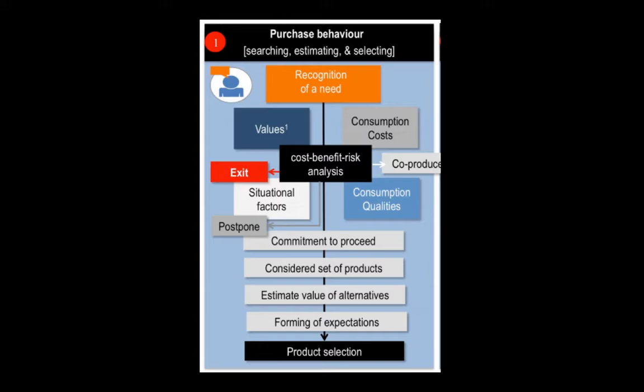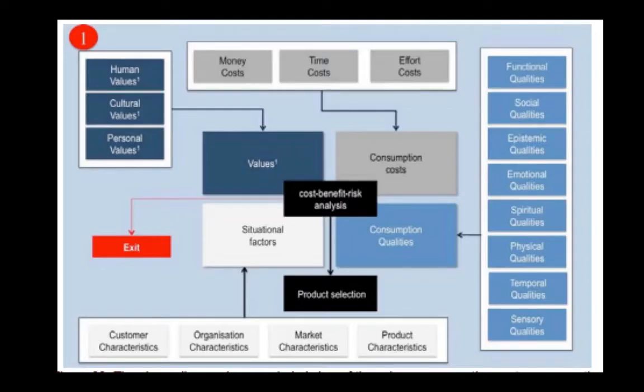The first time zone is purchase behaviour. In this zone, the consumer recognises a need and is encouraged to satisfy the need. A cost-benefit risk analysis is commonly used to assist in the decision-making process. Values, consumption costs, situational factors, and consumption qualities are all considered.